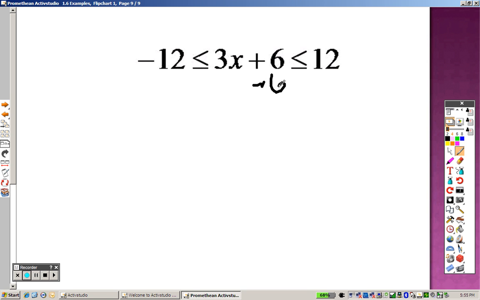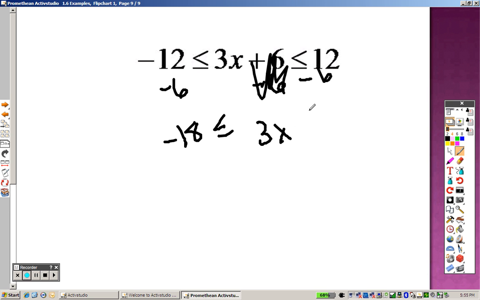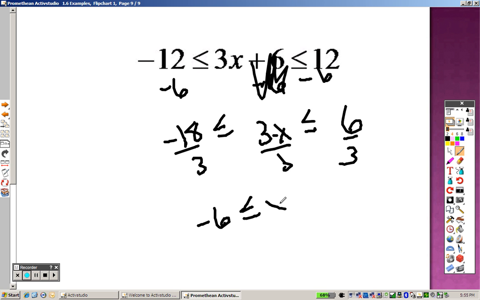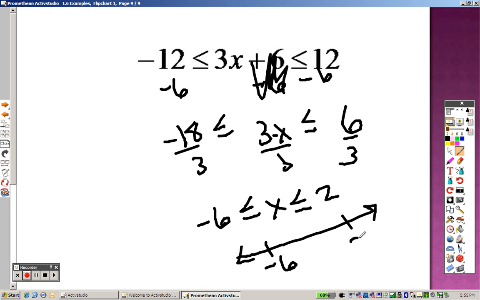And last but not least, minus 6 here on both sides. So when we do that, I get negative 18. That's gone, so I have a 3x. And I got a 6. 3 times x, so I divide by 3 on both sides here. Negative 18 divided by 3 is negative 6. That's an x. And that's a 2. So once again, just like the sandwich problems, if that's a negative 6 and that's a 2, it's a closed hole and a closed hole, because those are less than or equal to, and sandwich problems mean you shade in between.